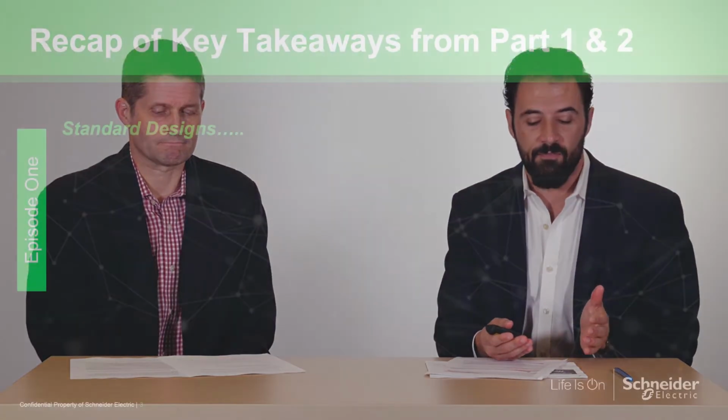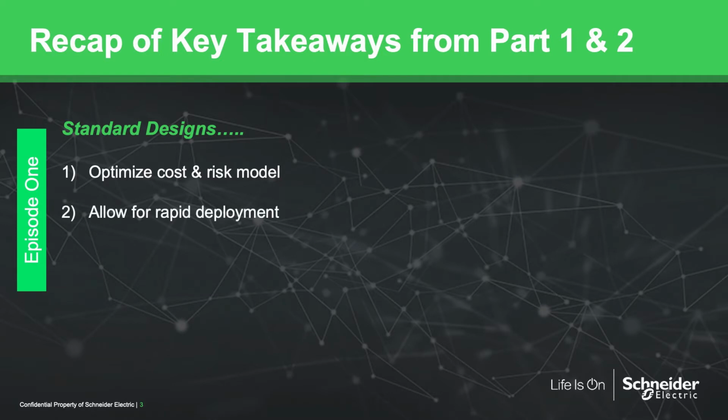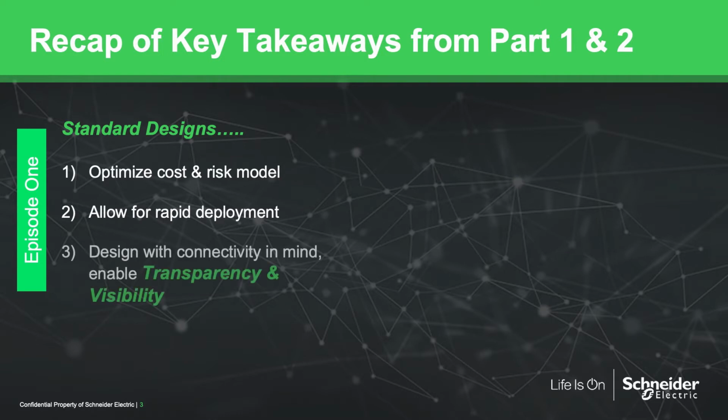So the first two episodes, we covered two of the ones that we think are really most important. The first being standard designs. So when you deploy a standard design, it allows for rapid deployment and improved cost and risk model, really driving down CapEx. And when you design with connectivity in mind, connectivity being very key, it allows for transparency and visibility of the space. And that's what we covered in episode 2.